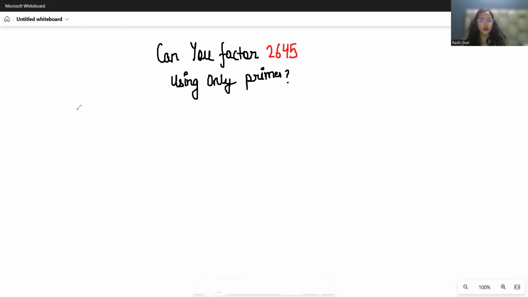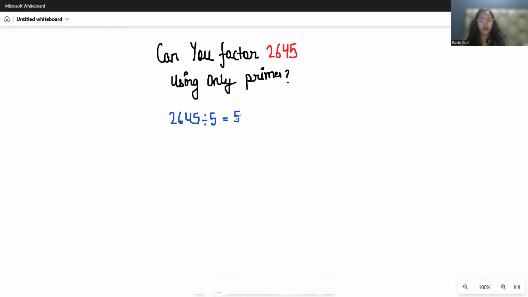So 2645, if we divide it by the smallest prime number, that is 2, it's not possible because it's an odd number. And when we check with 3, the sum of digits gives 17. So that's not divisible by 3. So now with the next prime number, that is 5. Yes, it is divisible by 5 because it ends with 5.